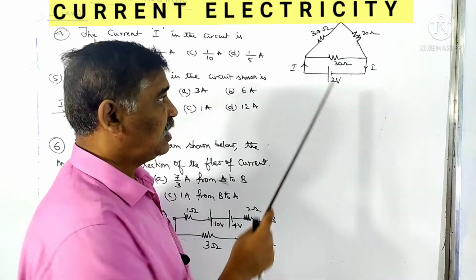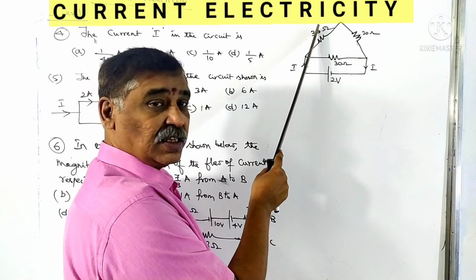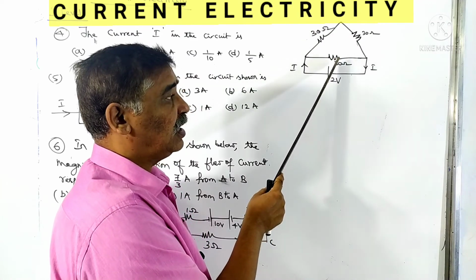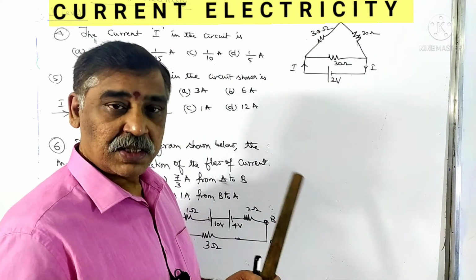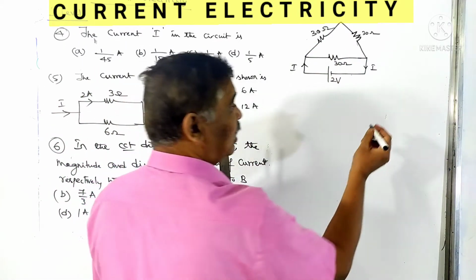30 and 30 in series will give us 60 ohm. 30 plus 30, that is 60. That 60 is in parallel with 30 ohm. Straight away you find what is the effective resistance of 60 in parallel with 30.